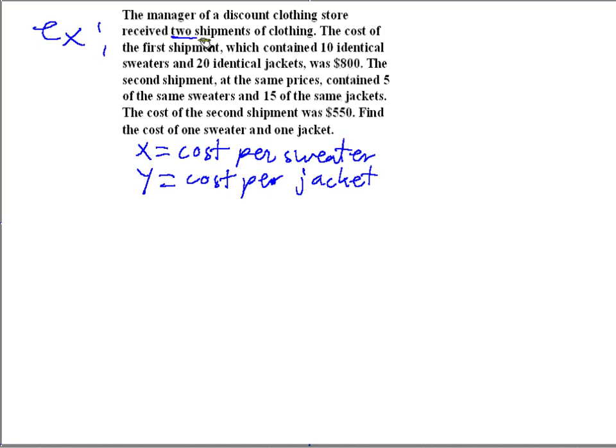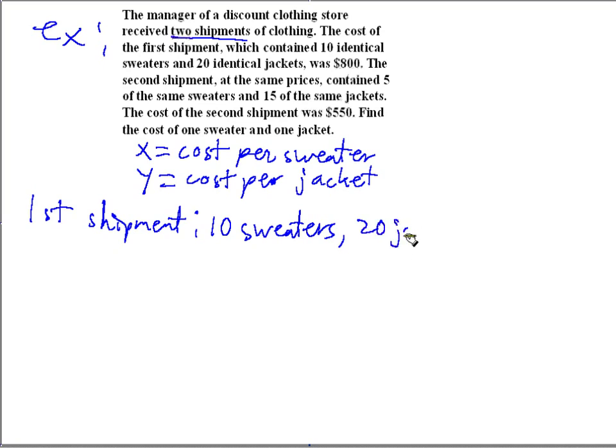Now, let's break this problem down into 2 shipments. Let's look at the first shipment. This one's a little more challenging. There's no set way to set it up, but the key is to identify the 2 situations and get equations out of them. For the first shipment, we shipped 10 identical sweaters and 20 identical jackets. So 10 sweaters and 20 jackets.